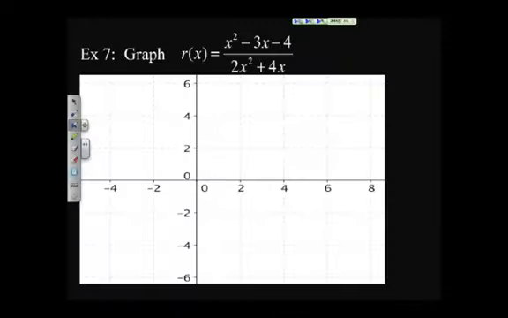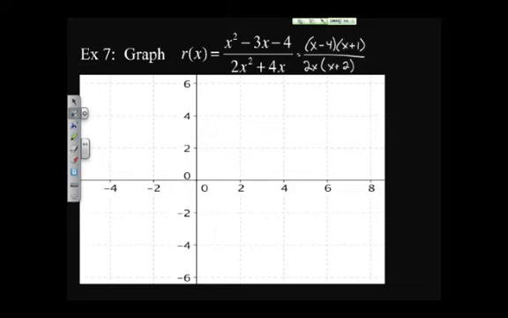Another one of these, again, we factor. The top can factor to be x minus 4 times x plus 1 when we factor that. The bottom, we can factor out a 2x, and we have x plus 2 left over. So that's the factoring. We find our intercepts. The x-intercepts are going to be at 4 and at -1, if you set that numerator equal to 0. The y-intercept, again, you're just going to look at the constant. Notice there is no y-intercept because you'll get -4 over 0. So it's undefined there. So there's no y-intercept.